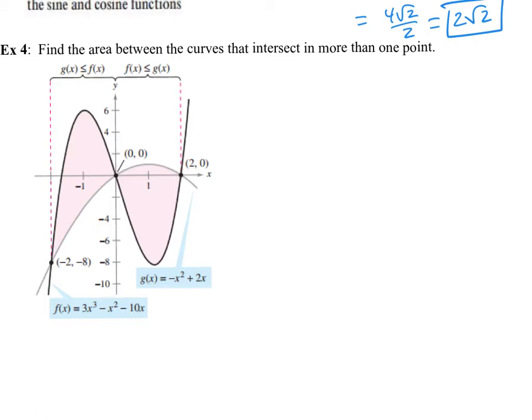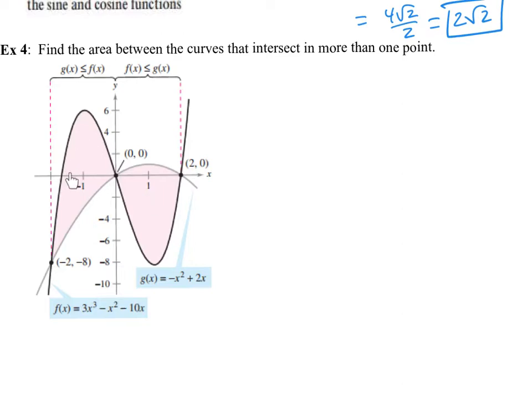So when we look at the region from -2 to 0, you'll notice that g of x is less than or equal to f of x. In other words, from -2 to 0, the upper function is f of x and the lower function is g of x. Then after 0, it switches. Now f of x is less than or equal to g of x. In other words, g of x is our upper function and f of x is our lower function. So what we're going to have to do is write 2 integrals and add them together.